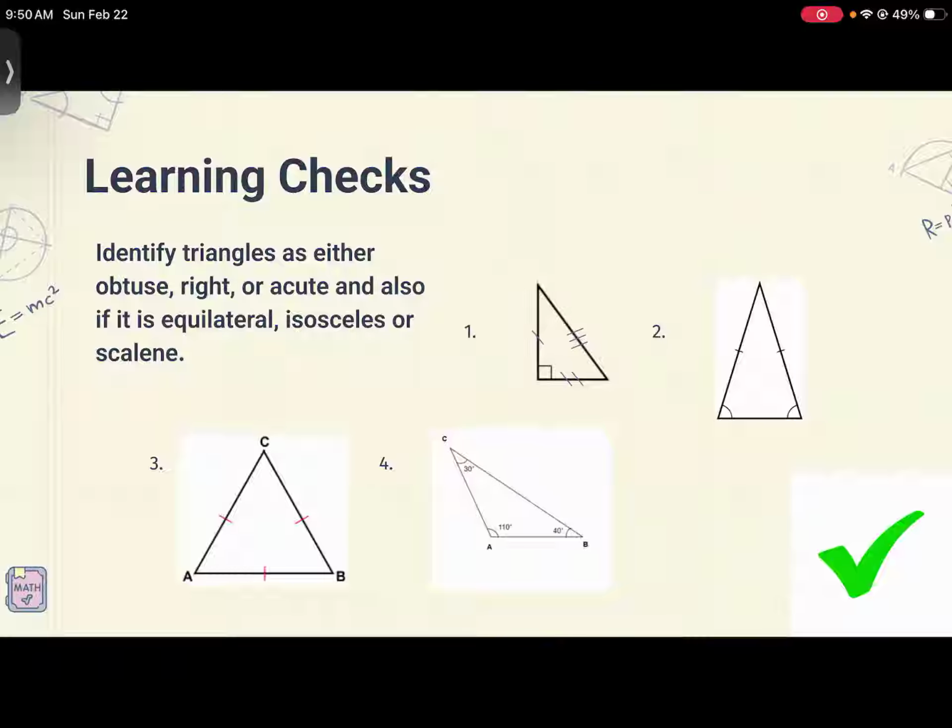And what about 4? Number 2: isosceles and acute. Okay, number 3: equilateral and acute. Okay, number 4: okay, obtuse.